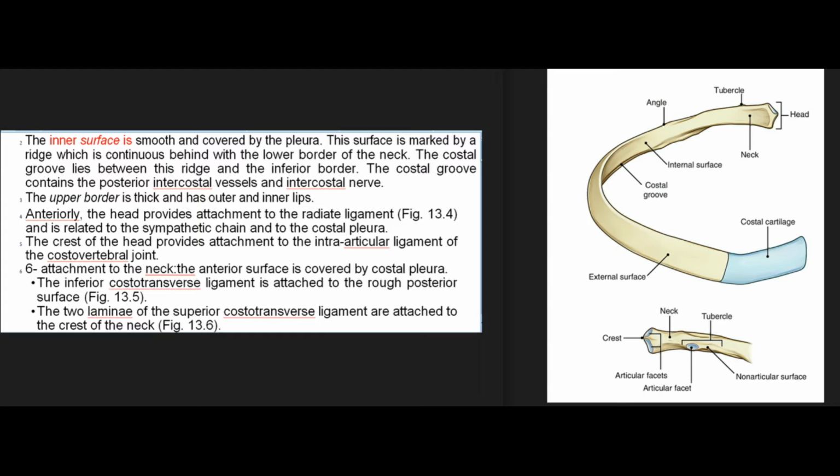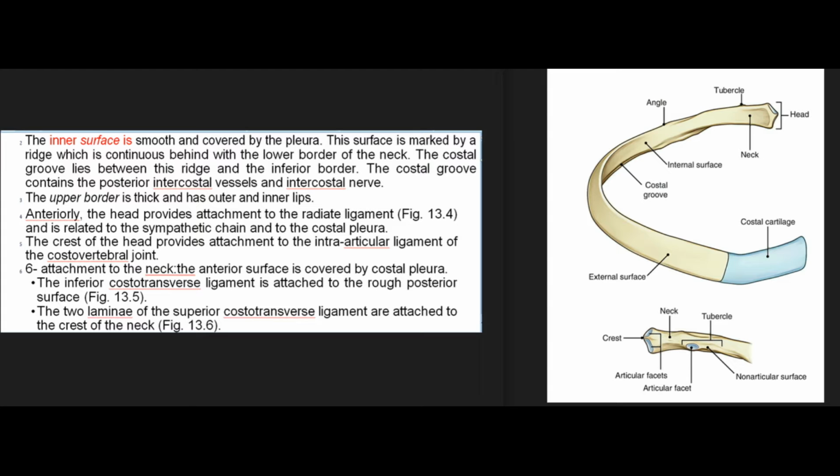3. The upper border is thick and has outer and inner lips. 4. Anteriorly, the head provides attachment to the radiate ligament, and is related to the sympathetic chain and to the costal pleura. 5. The crest of the head provides attachment to the intra-articular ligament of the costovertebral joint. 6. Attachment to the neck. The anterior surface is covered by costal pleura. The inferior costotransverse ligament is attached to the rough posterior surface.